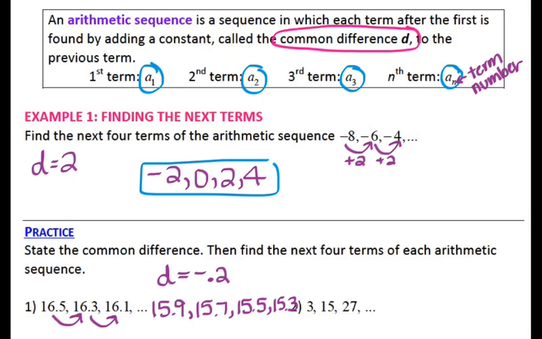For number 2, you're going from 3 to 15 to 27. Your common difference for this is 12 because you're adding 12 every time. So 27 plus 12 is 39, plus 12 is 51, plus 12 is 63, and finally plus 12 is 75. So that's finding the next terms for your sequence.